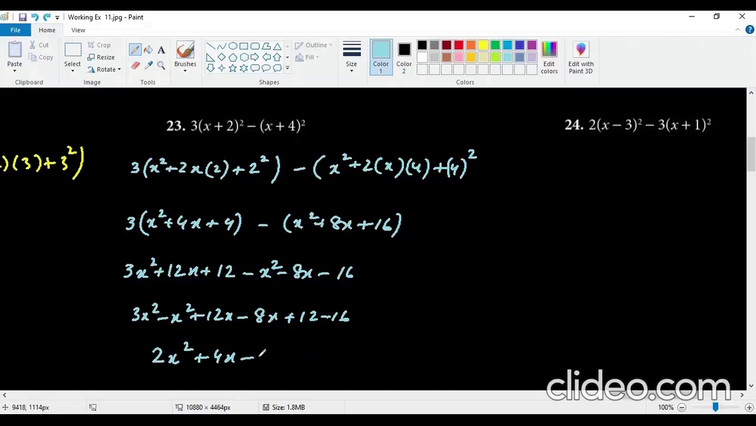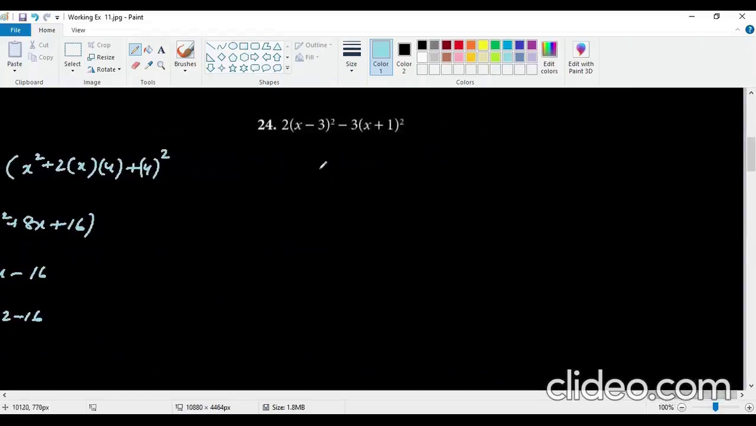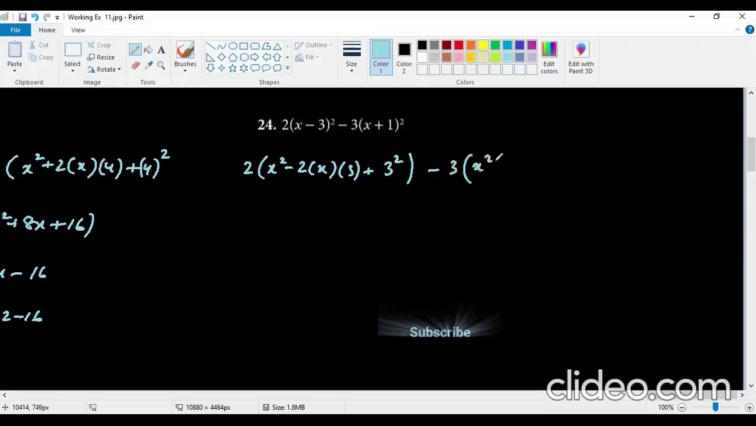Minus 4 is the answer for question number 23. When it comes to 24, there are two separate things I'm multiplying with the product of the bracket in here. So 2 times (a square minus 2ab and then plus b square), which is 3, and then bracket close, and then minus 3 times (a square plus 2ab plus b square).